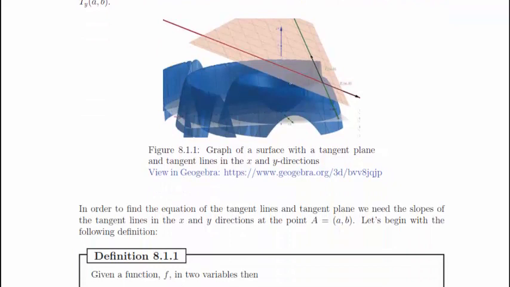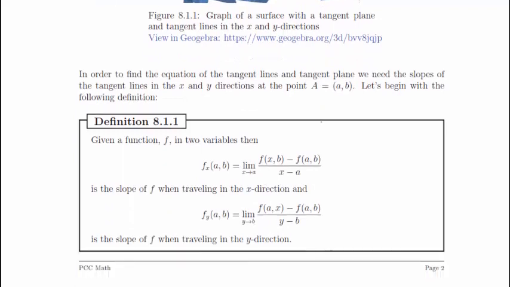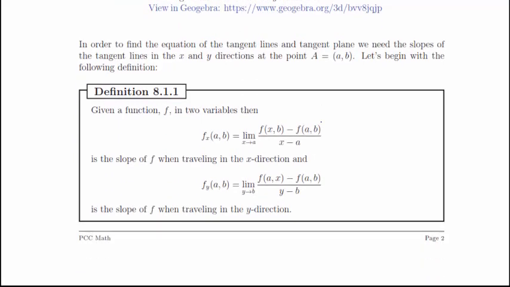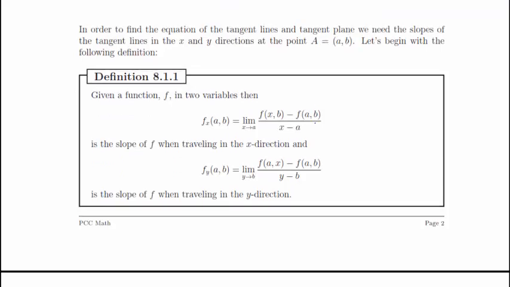So figure 8.1.1 is a graph of a surface with a tangent plane and tangent lines in the x and y directions. We can view this at GeoGebra here, https://www.geogebra.org/3d/BVV8JQJP. Best practices say that I am to read everything on the screen, so I'm going to do my best here. In order to find the equation of the tangent lines and tangent plane, we need the slopes of the tangent lines in the x and y directions at the point A equals (a, b). Let's begin with the following definition.